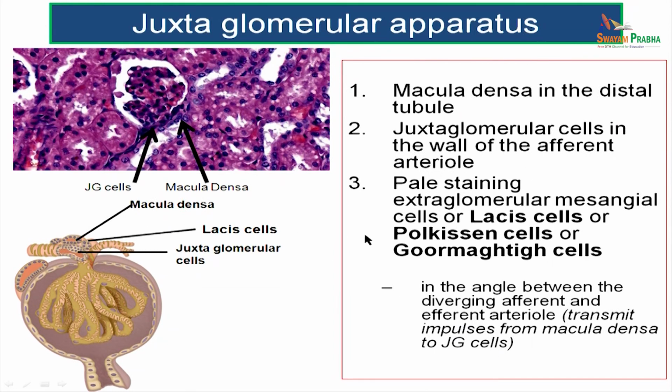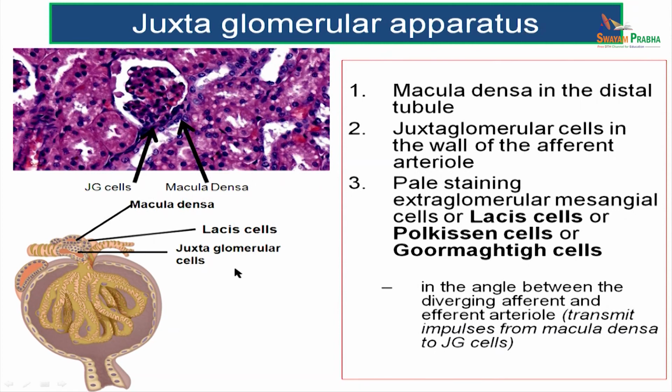Why do you need these cells, Lacis cells? Please note the importance of these cells. They will transmit impulses from the macula densa to the JG cells. You can understand that there are three components of juxtaglomerular apparatus: macula densa, juxtaglomerular cells, and a cell which is Lacis cells which lie between afferent and efferent arteriole. They transmit impulses from macula densa to the juxtaglomerular cells.